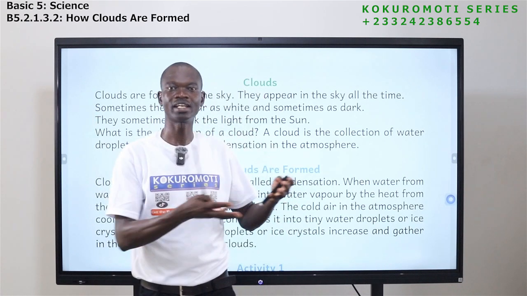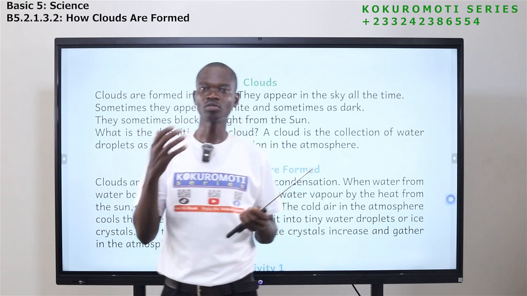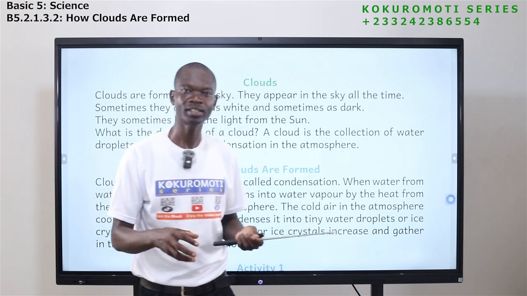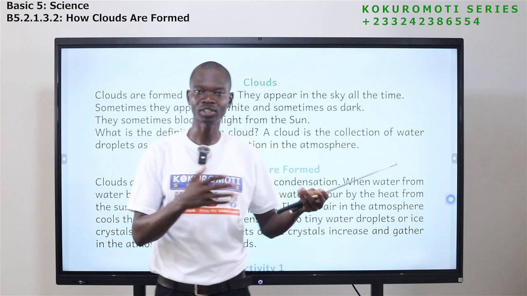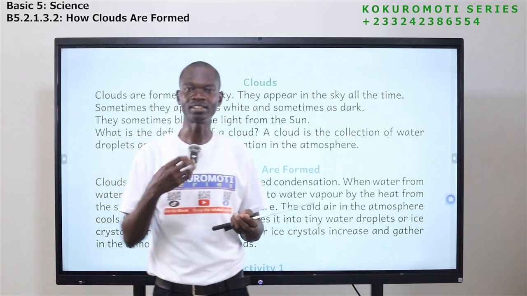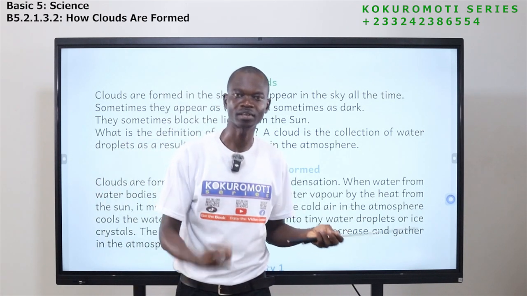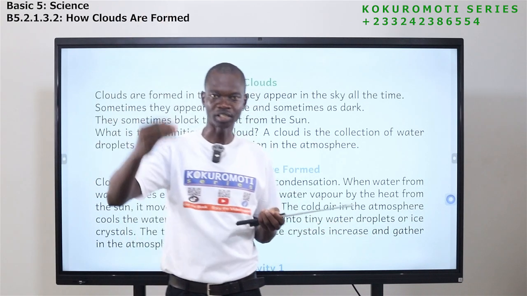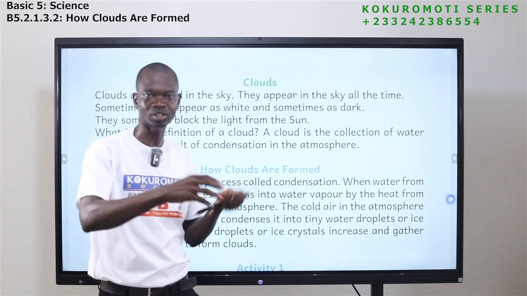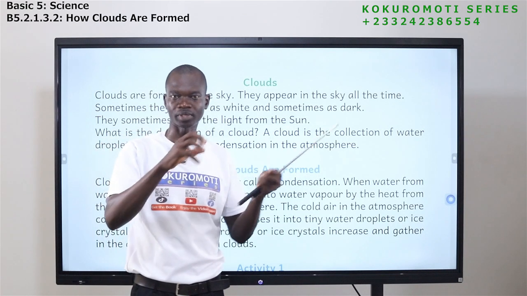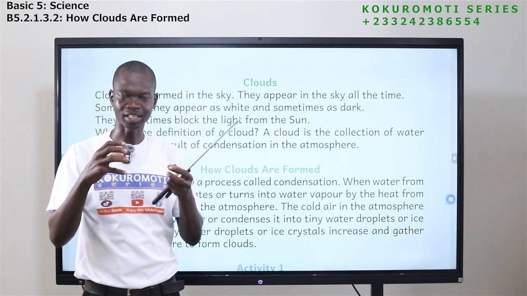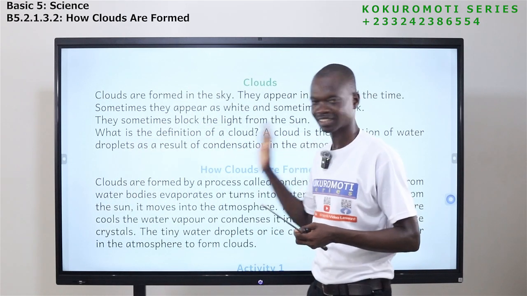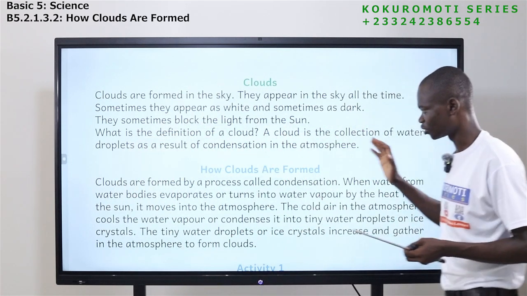And where do we get these water droplets? The whole process starts from evaporation. When the sun shines, the water bodies heat up and turn into water vapor. The water vapor rises into the atmosphere. When they get into the atmosphere, through condensation, they change into water droplets. These water droplets stick together to form clouds in the atmosphere. So that is clouds for you.